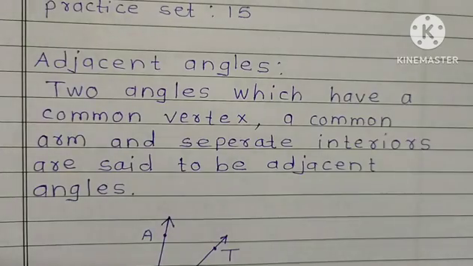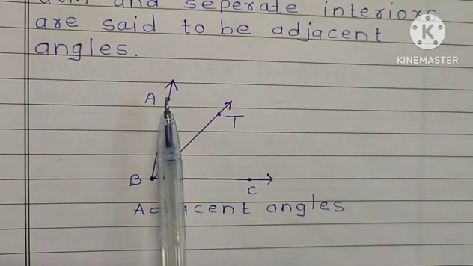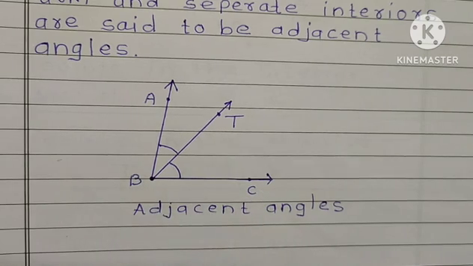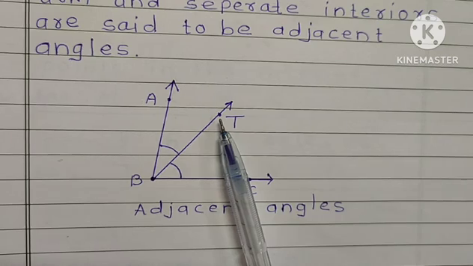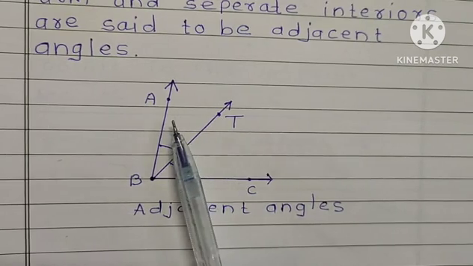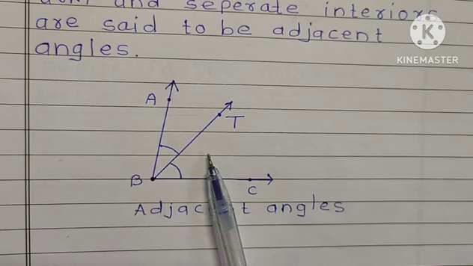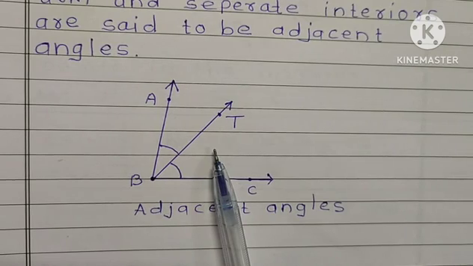So, for example, consider angle ABC. Here, angle ABT and angle CBT are adjacent angles. Why? Because this pair of angles satisfies all three conditions of adjacent angles.